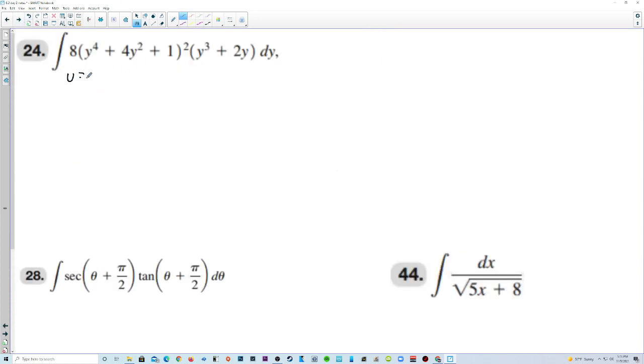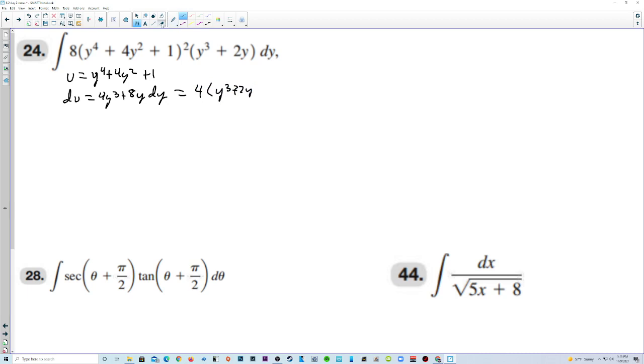24. Let's let u equal y to the fourth plus 4y squared plus 1. And then the derivative is 4y to the third plus 8y dy. Well, we kind of have that. We have y to the third plus y, kind of. But if we factor out a 4, we're going to get this exactly. So this is the same as 4 times y to the third plus 2y.